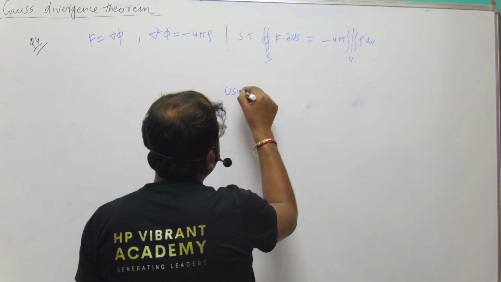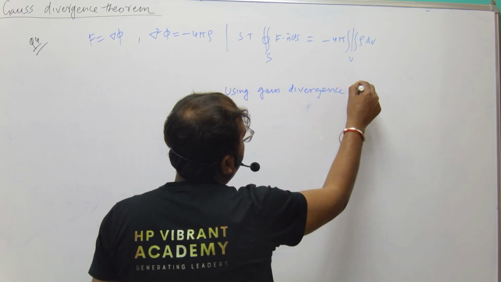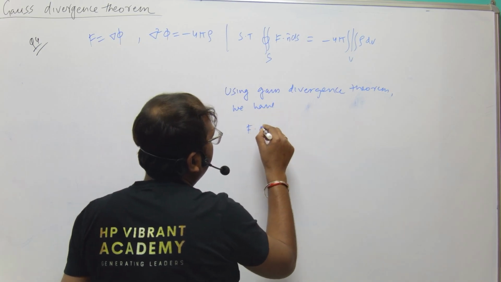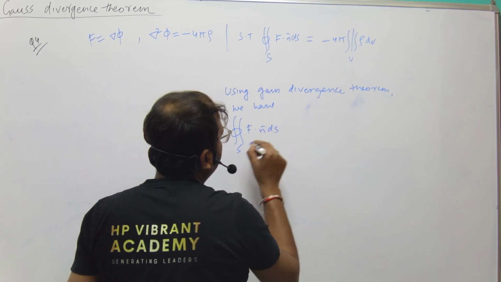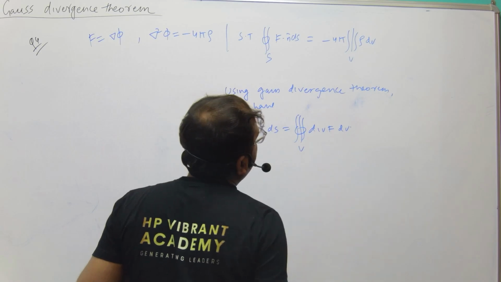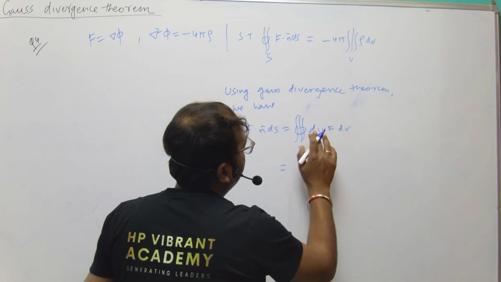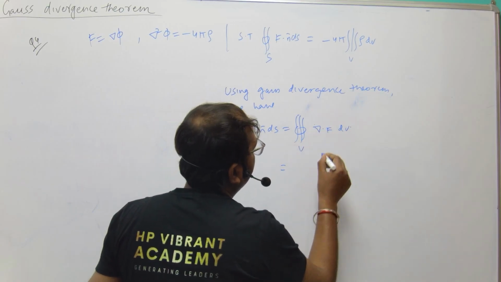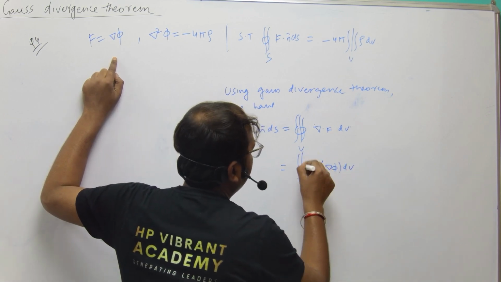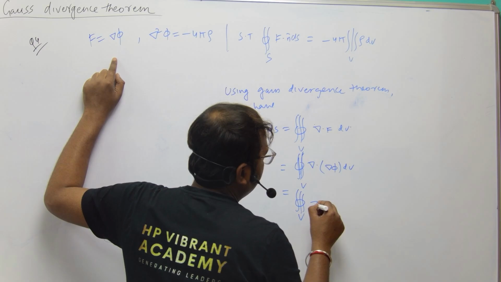So using the Gauss divergence theorem, we have the surface integral of F dot n cap dS along the surface S is equal to the triple integration along the volume V of divergence of F dV. This is del dot F. The value of F is del phi, so this is the triple integration along the volume V of del dot del phi dV, which is equal to the triple integration along the volume V of del square phi dV.